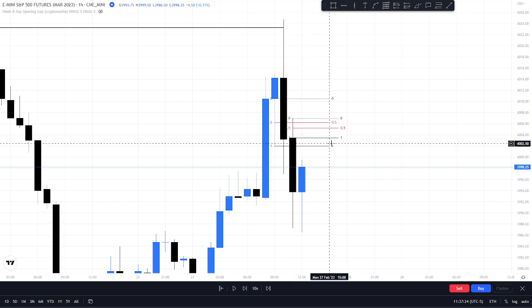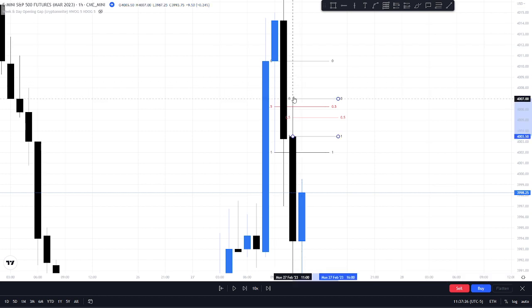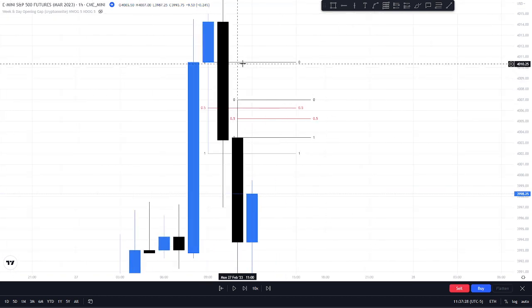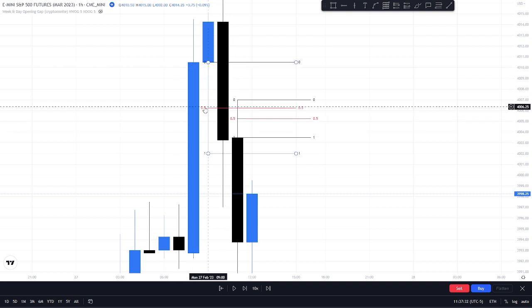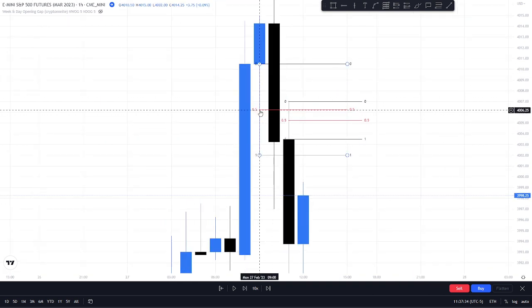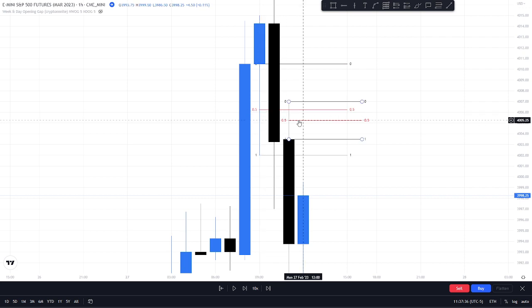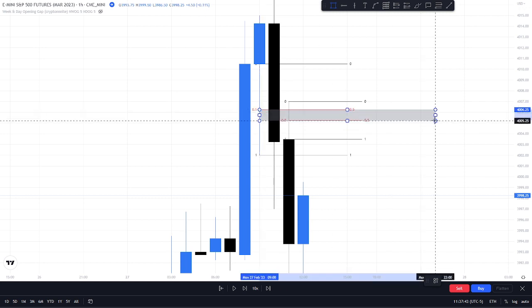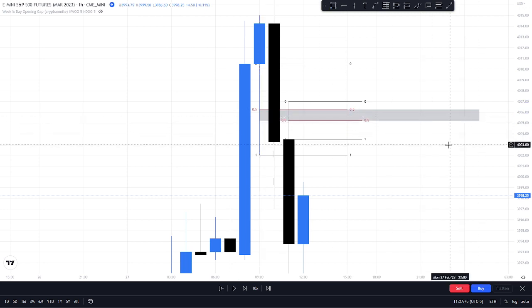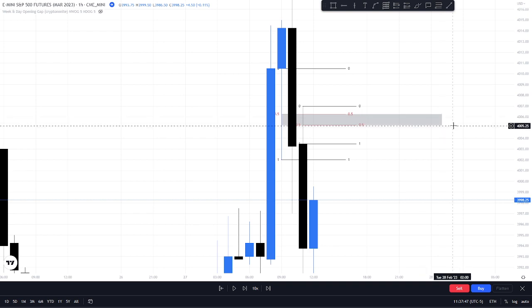Okay? Now, what does that leave us with? We've taken the consequent encroachment of this wick and this wick. That's the 50 midpoint level. Look at that. Between this 50 level and this 50 level. Look at that space. Now, what is that? That is what we call an ICT Implied Fair Value Gap. IFVG for short.